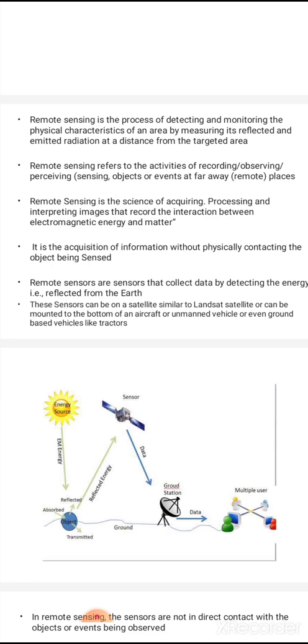Okay. It is the acquisition of information without physically contacting the object being sensed. Okay. So here in remote sensing technique there is no physical contact with the objects on that ground. Okay. Here without physically contacting those objects we are getting information.